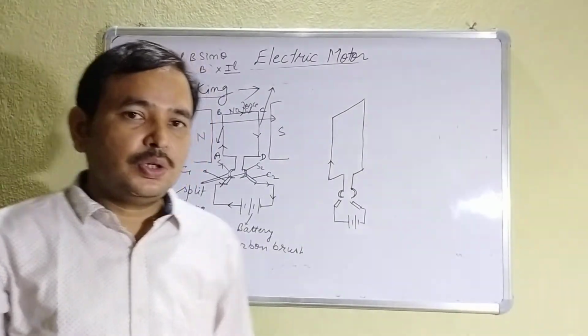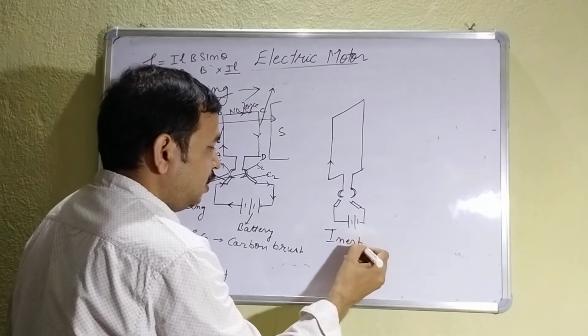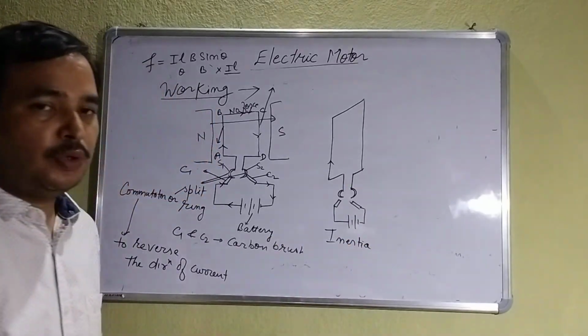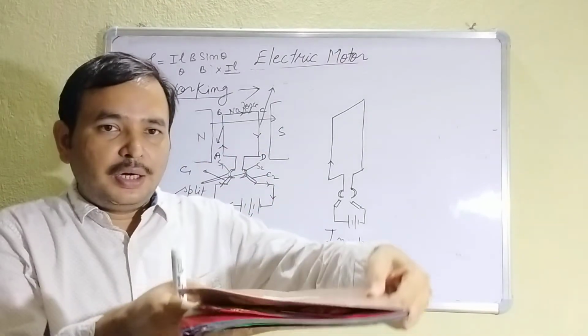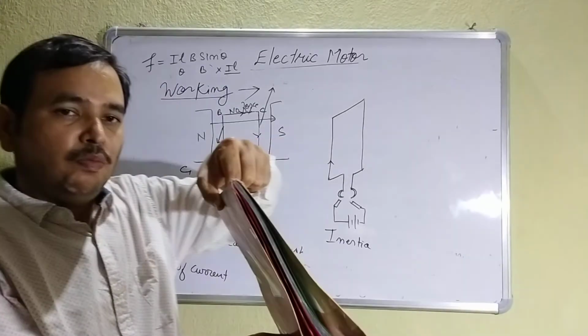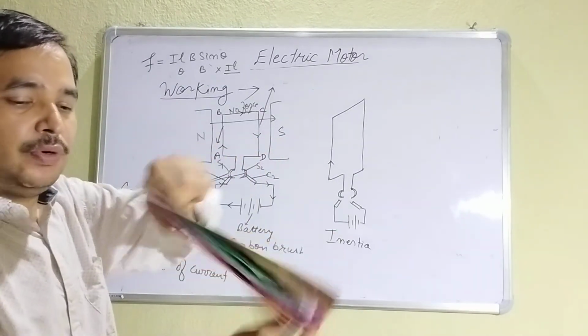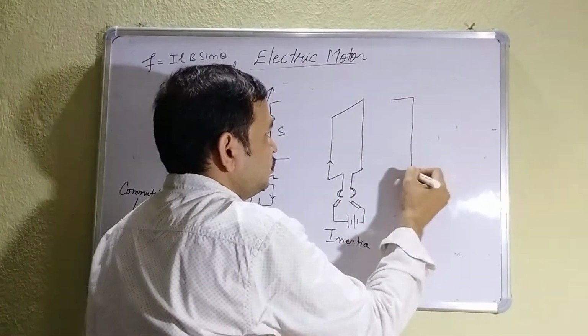But because of inertia, it will not stop suddenly, because it is in motion. We have provided the motion. In this, torque is acting and it comes into motion. So it will not stop suddenly here. It will move and complete half rotation. So after half rotation, what is happening, you can see.